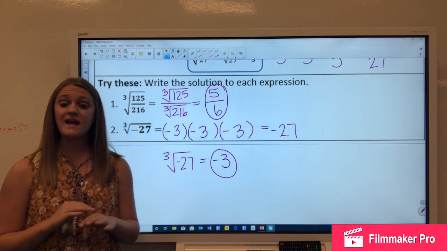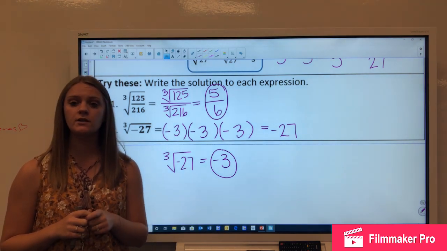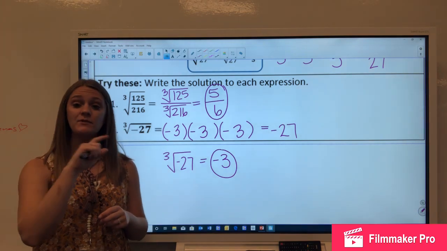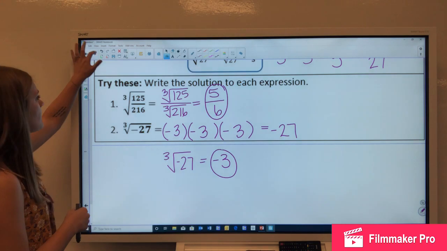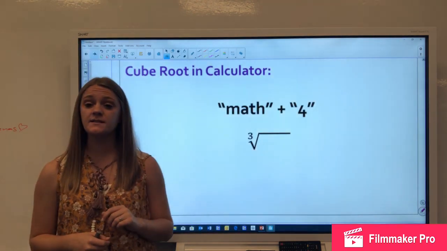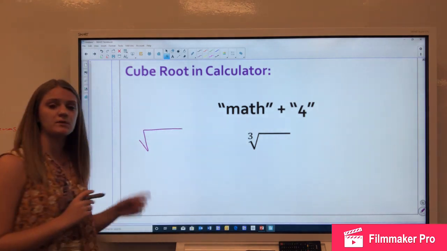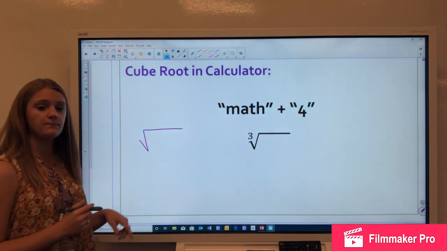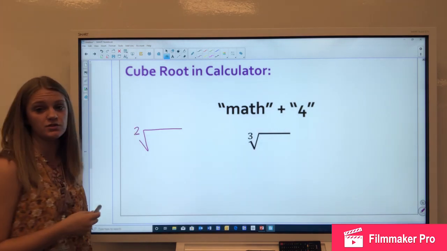Last thing in the video, I want you to know how to type in the cube root symbol into your calculator, so make sure to write it at the top of your note page somewhere. Maybe highlight it or circle it. So in order to get that cube root symbol in your calculator, remember square root is just a blank radical. It doesn't have any number to the top left. It's understood there's a 2 there.